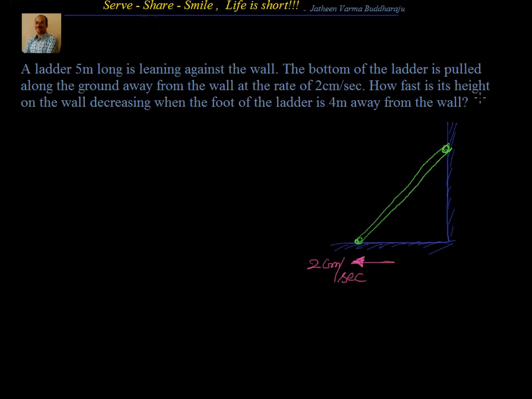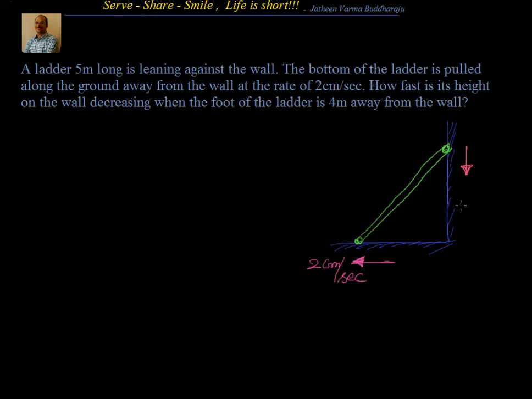Now how fast is the height on the wall decreasing when the foot of the ladder is 4 meter away from the wall? How fast is its height on the wall decreasing? You know that whenever I am trying to move in this direction, automatically the height will be reducing. So we have to go for reduction now. Here we have to find that.